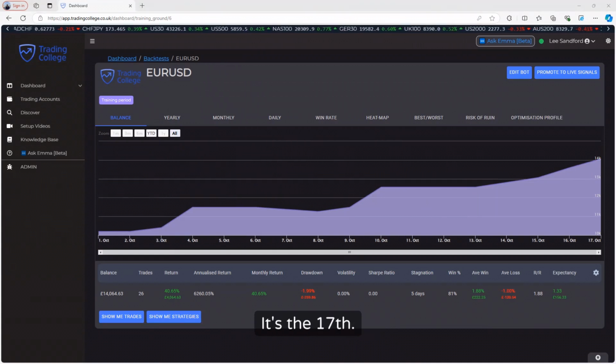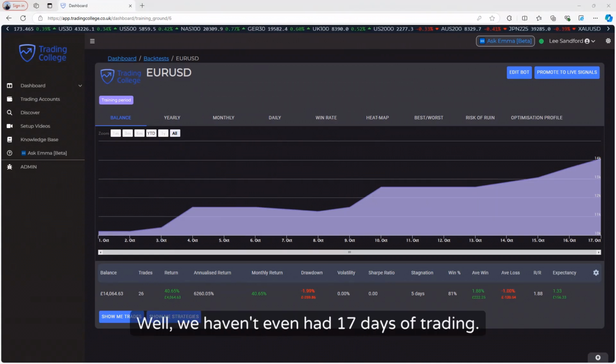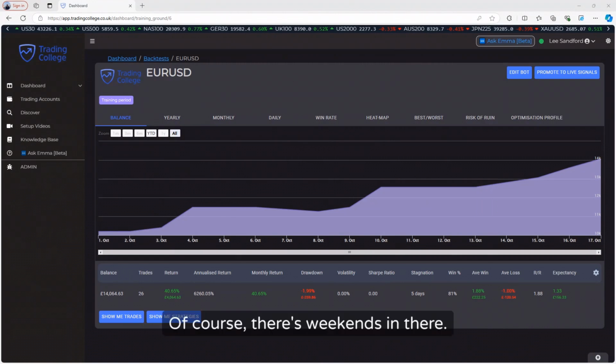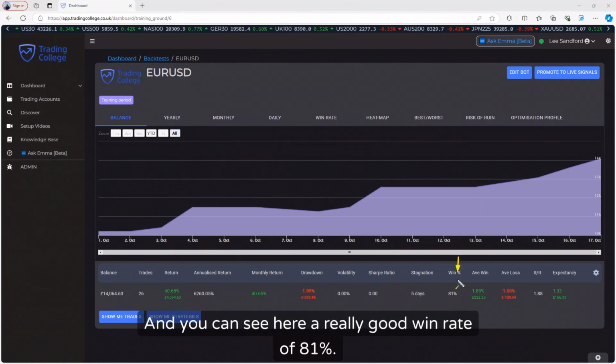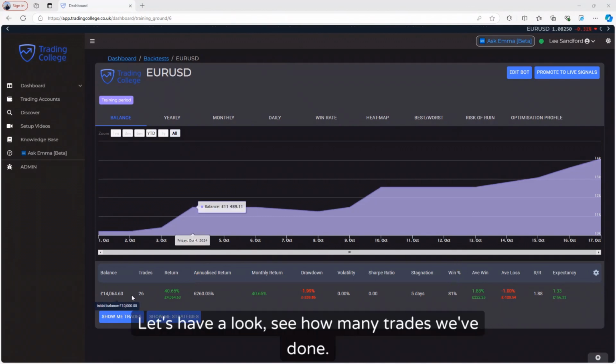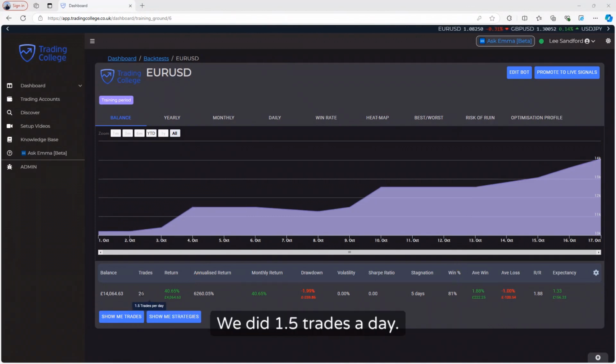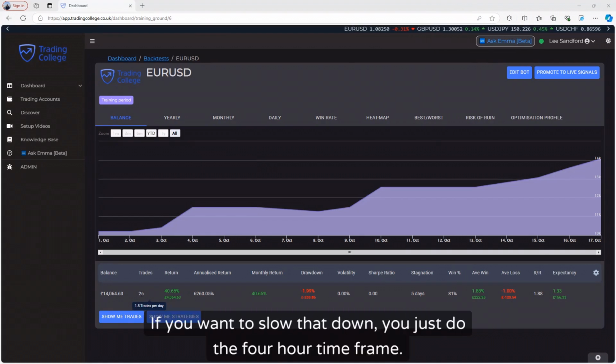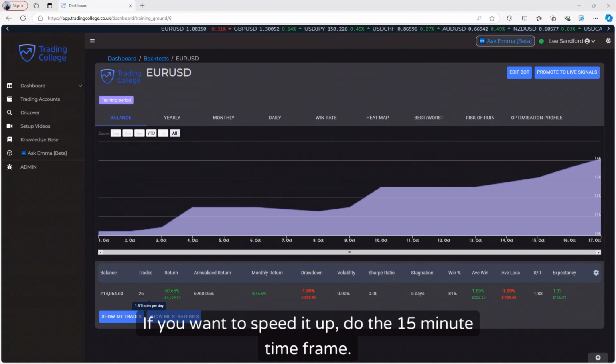It's the 17th. Well, we haven't even had 17 days of trading. Of course, there's weekends in there, and you can see here a really good win rate of 81%. We've made £4,000 on the trade. Let's have a look, see how many trades we've done. We did 1.5 trades a day. If you want to slow that down, you just do the 4-hour time frame. If you want to speed it up, do the 15-minute time frame.